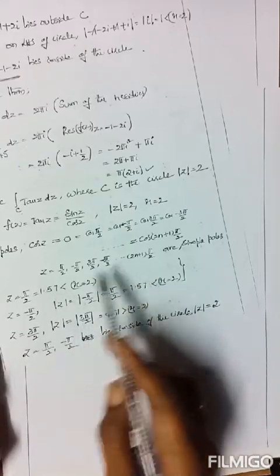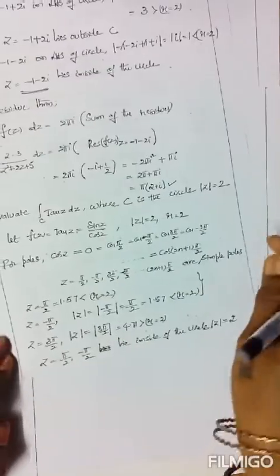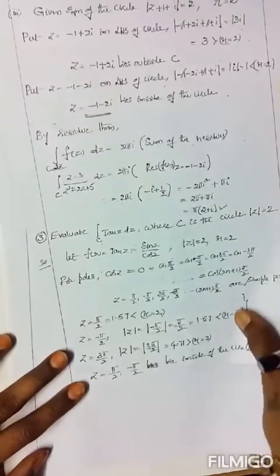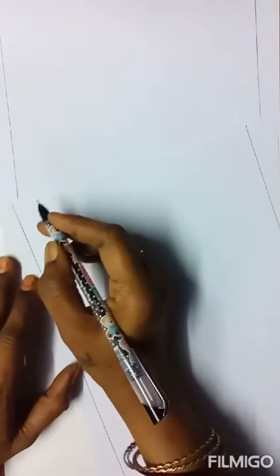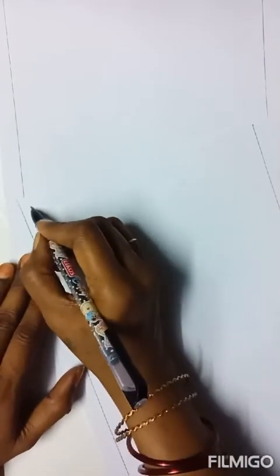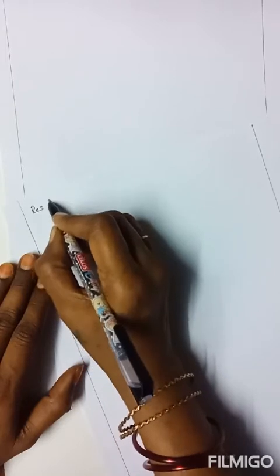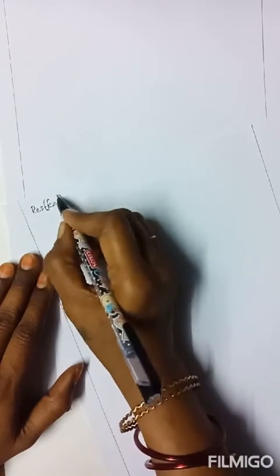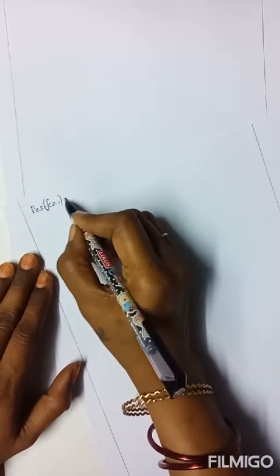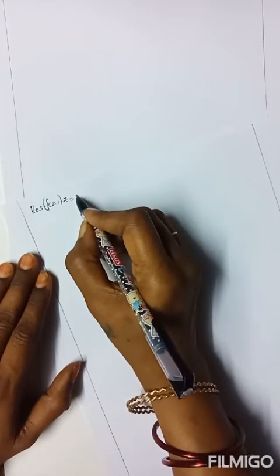Out of all those, only 2 points lie inside of the circle, so we can integrate along the circle using the residue theorem. So first we need the residues. Residue of f of z at the point z equal to pi by 2.